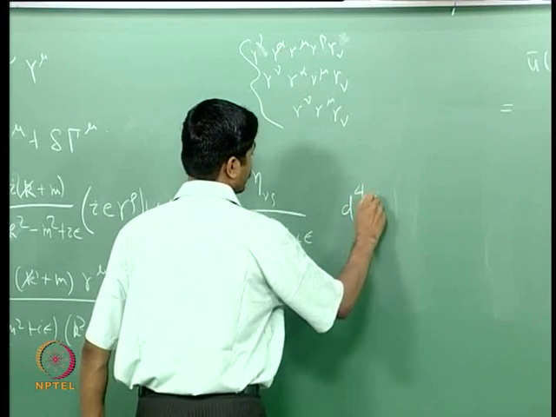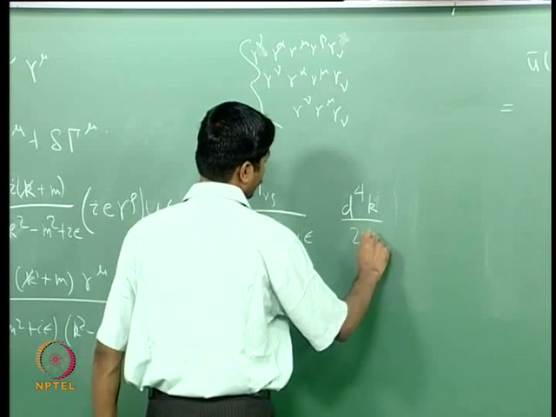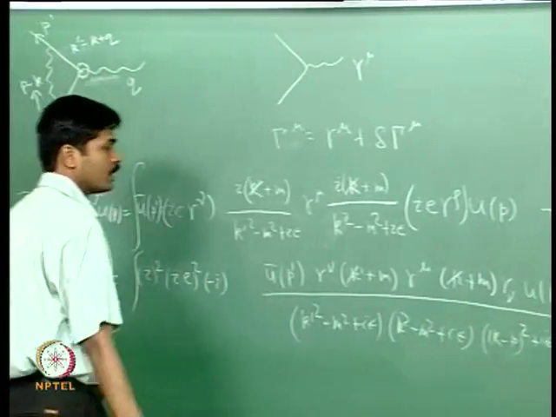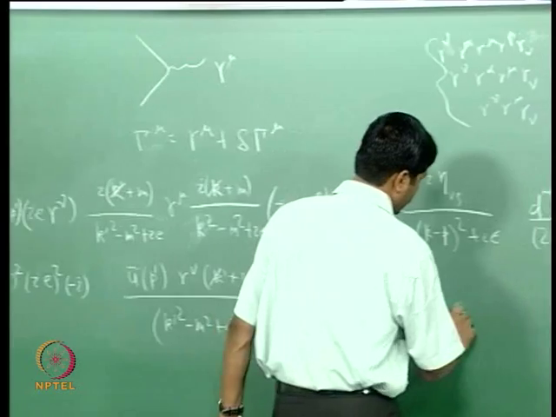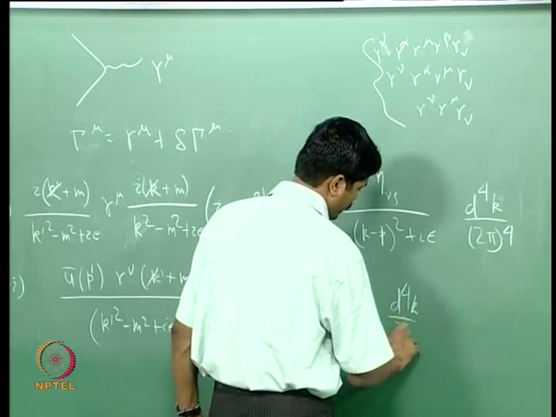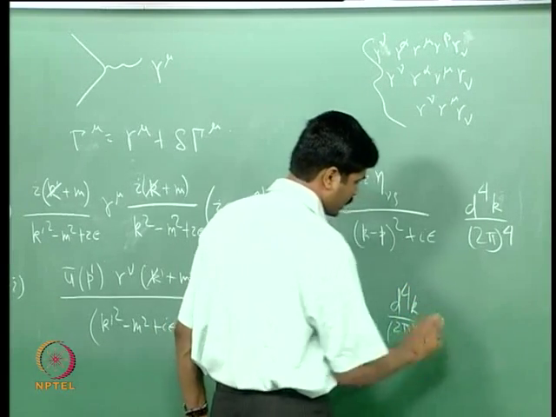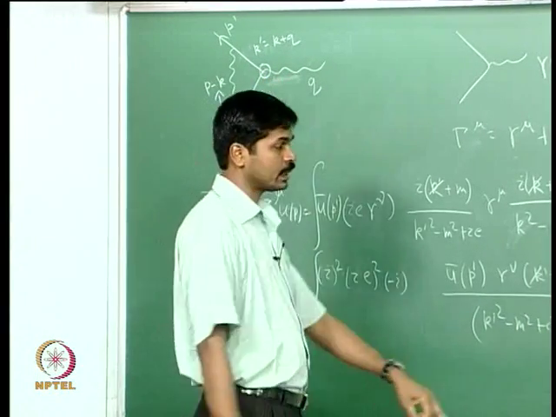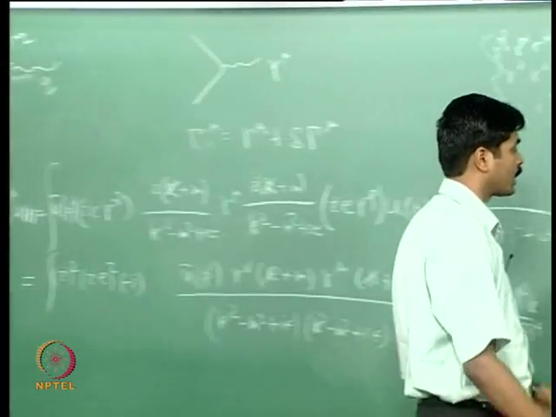So d4 k over 2 pi to the power 4th. So here also it is integrated d4 k over 2 pi to the power 4th. Whenever you have a loop, you always get an integration like that.